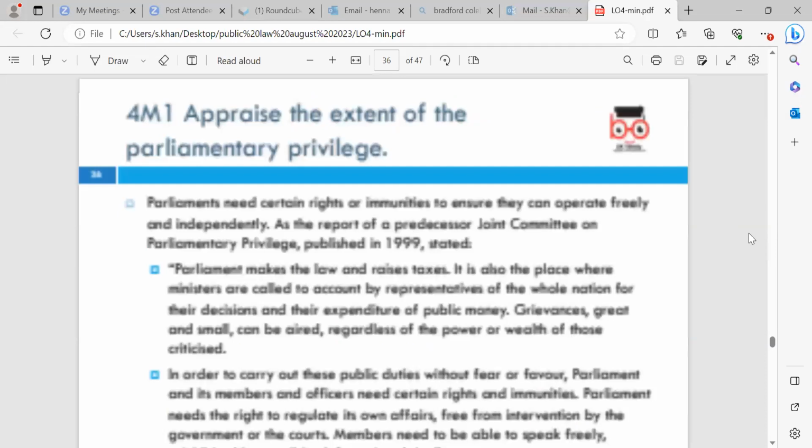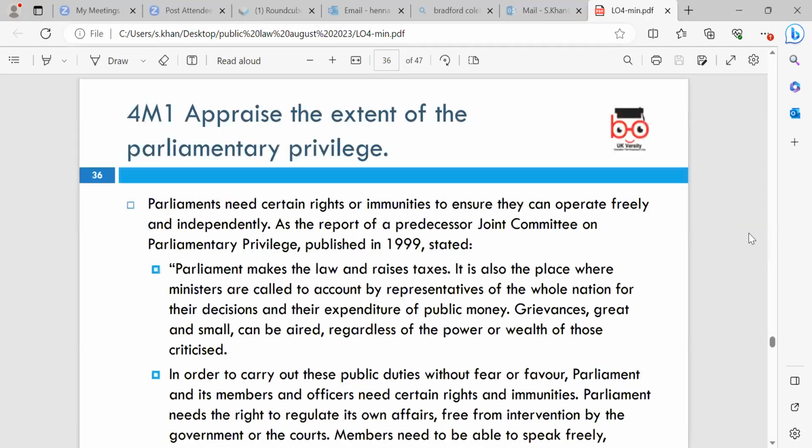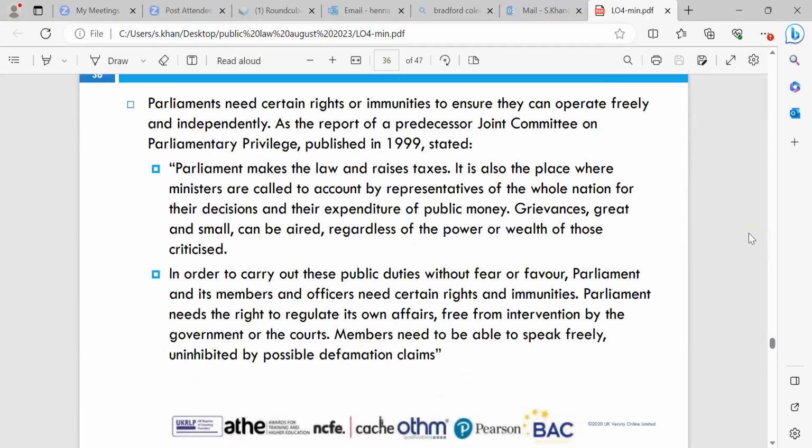4M1, appraise the extent of parliamentary privilege. So parliaments need certain rights or immunities to ensure they can operate freely and independently. As the report of a predecessor Joint Committee on Parliamentary Privilege, published in 1999, stated, Parliament makes the law and raises taxes. It's also the place where ministers are called to account by representatives of the whole nation for their decisions and their expenditure of public money.